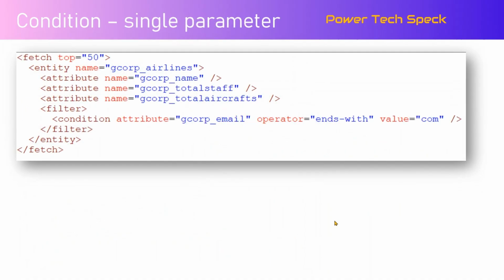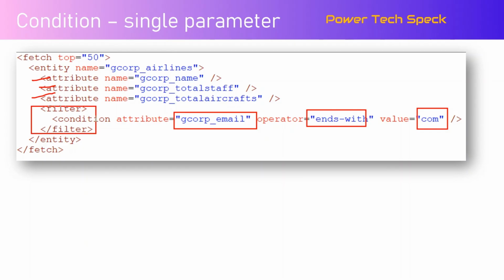Then we have condition with a single parameter. If you want to check whether someone's email address is equal to something or ends with something, in this case I want to check if people's email address ends with the value com. This is how you write it. First, whatever attributes you specify to retrieve, and then you put a filter and a condition, and you specify against what attribute you are comparing.